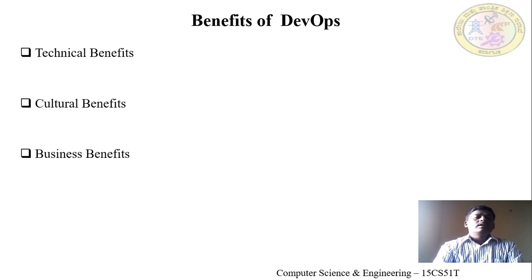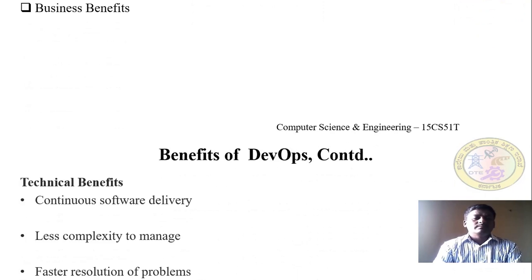Now we'll come to know the benefits of DevOps. What are the main benefits of DevOps? DevOps provides three different categories of benefits. The first one is technical benefits, another one is cultural benefits, then business benefits. Now the benefits of DevOps contain three fields: technical benefits, cultural benefits, and business benefits. Now we will come to know them one by one.